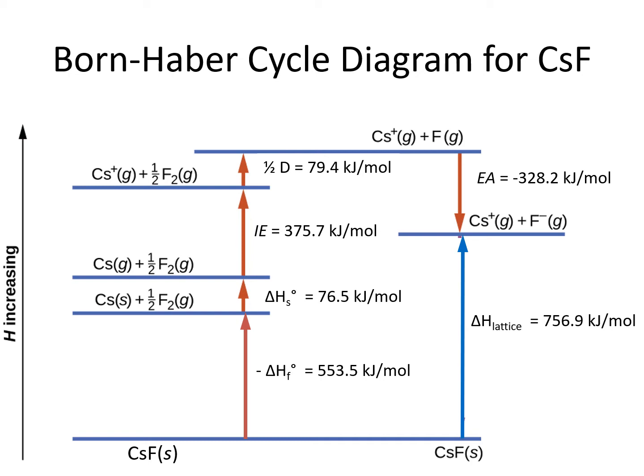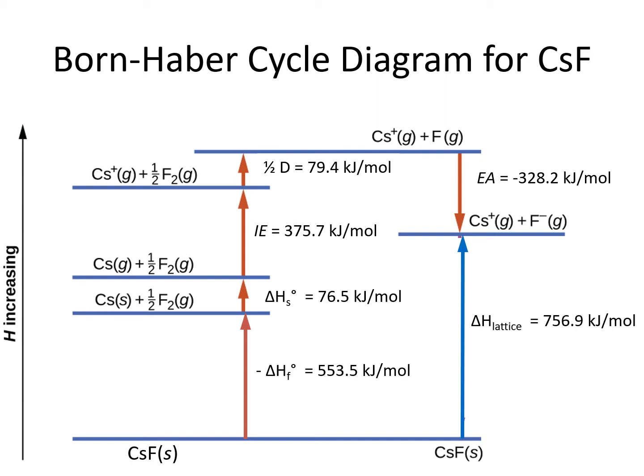Our next step is taking the fluorine molecule, which is F2, and breaking it apart into individual atoms. To do that, we need the bond energy, D, for the fluorine-fluorine single bond, which is 158.8. However, because fluorine has a coefficient of 1/2 in the equation, we need to divide the bond energy by 2 and use 79.4 as the value in our Hess's law calculation.